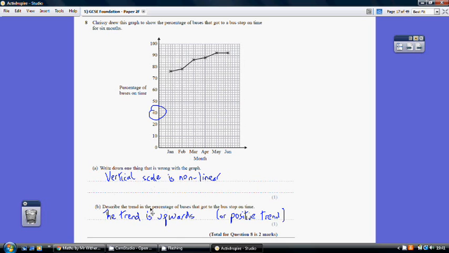Part B, describe the trend in the percentage of buses that got to the bus stop on time. Well, the trend is upwards, points are going upwards. So the trend is upwards, or you could have said a positive trend.